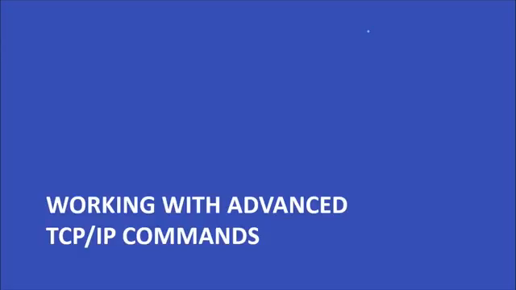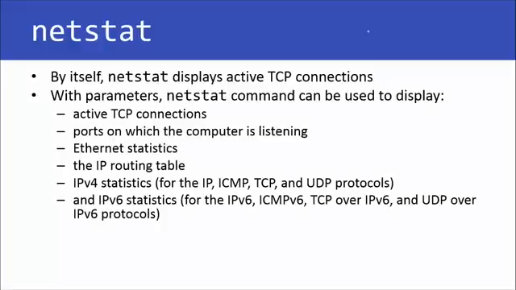All right, so we talked about some of those basic commands. Let's talk about some of the advanced commands now and get into the nitty gritty. First off is netstat, okay? Netstat's going to display active TCP connections, so any connections that are currently active between your computer and another computer using the TCP protocol, right?